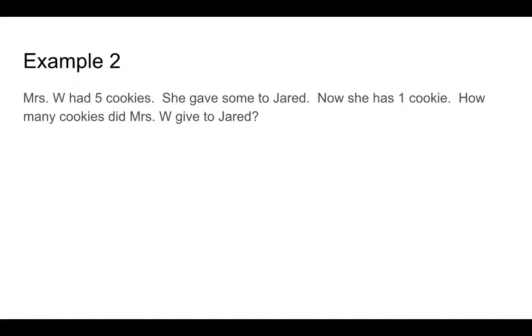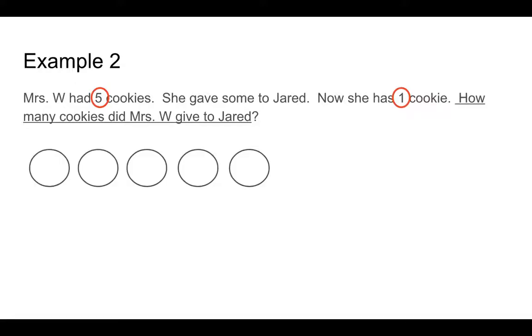Willoughby give to Jared? So the very first thing we're going to ask ourselves is, what is the story asking us to solve? What do we want to know by using math? In this one, it's asking how many cookies did Mrs. Willoughby give to Jared? Now that I know what I'm trying to figure out, I have to look at what I already know from the problem. I see in the problem that we have 5 cookies to start. She gave some, we don't know how many, and she's left with 1.